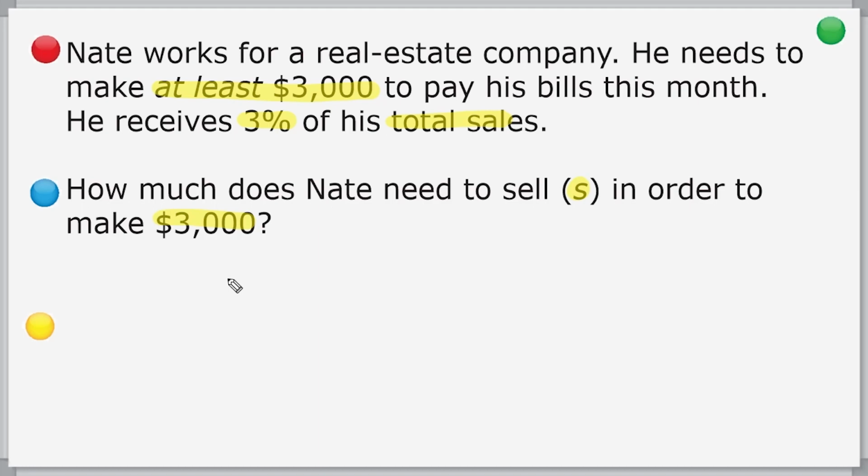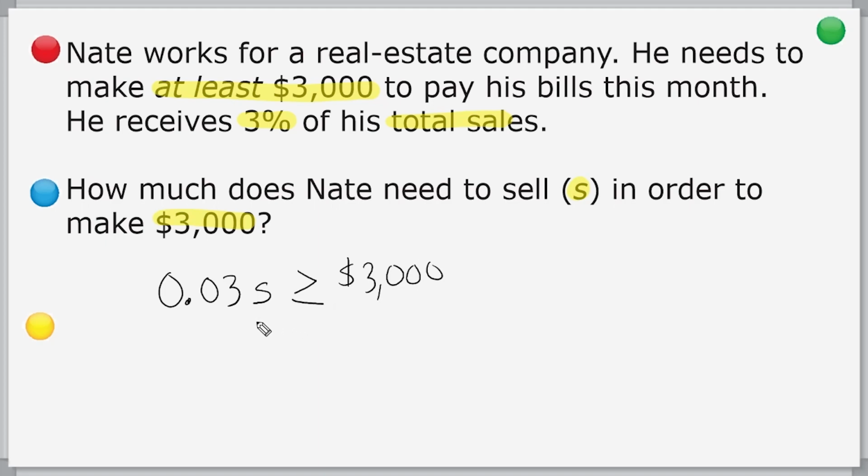All right, so the problem says that Nate receives 3% of his total sales, and total sales is represented by the variable S. So what we have to do is write an expression that represents 3% of S, and that would be written as 0.03. We write 3 in the hundredths place because 3 out of 100 is 3%, and we multiply that by the variable S. Now, this amount would have to exceed $3,000. So whatever amount Nate sells that month, if we found 3% of that amount, he would have to have an amount that is greater than or equal to $3,000.